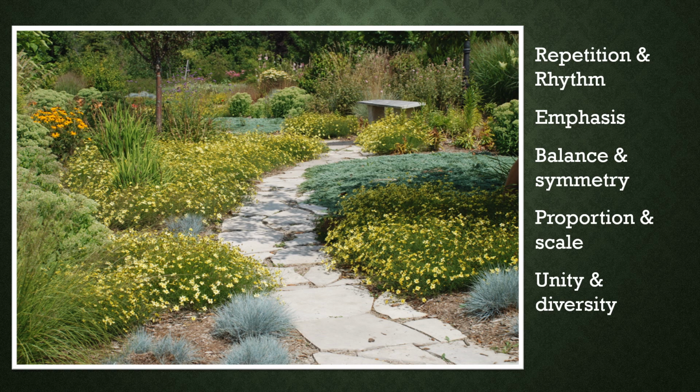Proportion and scale, well, everything certainly looks good together in this big open space. The mass plantings certainly help. If we only had small plantings, they probably wouldn't look as good. So everything seems to be in proportion and scale. And we've got unity and diversity. We've got different colors that work well together. We've got the blues of the fescue in the foreground, the glaucous blue of the creeping junipers in the background, and more blue scattered throughout. We've got the different yellows that work together. We've got plant material that repeats, therefore unifying everything. So everything really does work together.